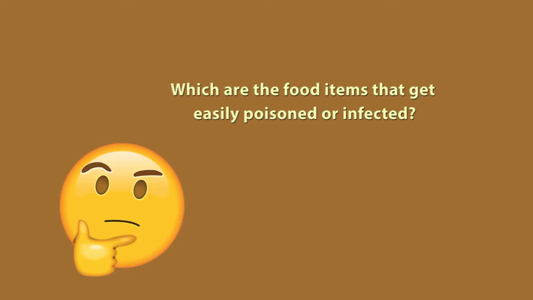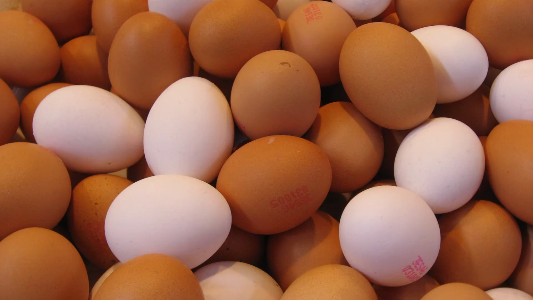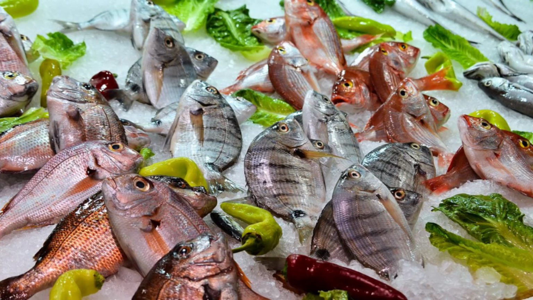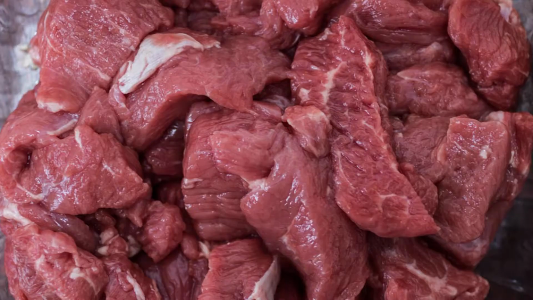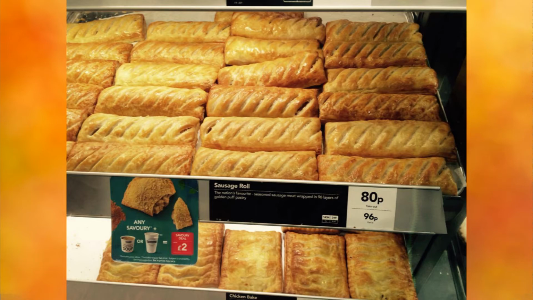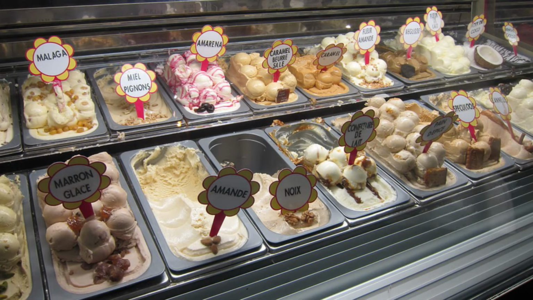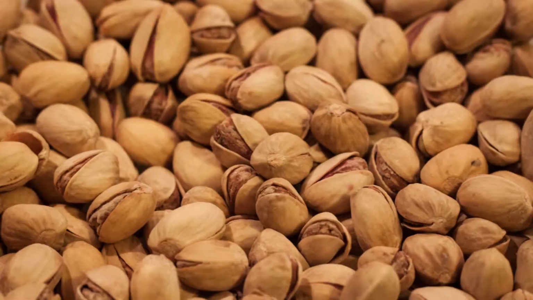Well then, which are the food items that get easily poisoned or infected? Food items most commonly associated with food poisoning include eggs, fish, milk, meat, meat products, dairy products, rice, nuts, etc., as their shelf life is low.